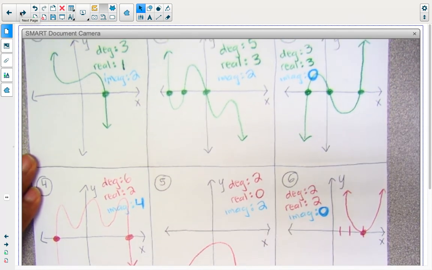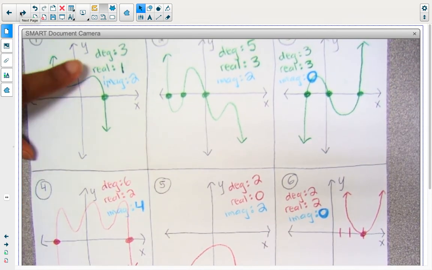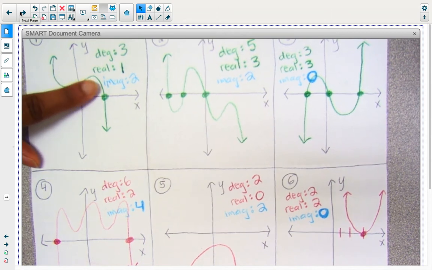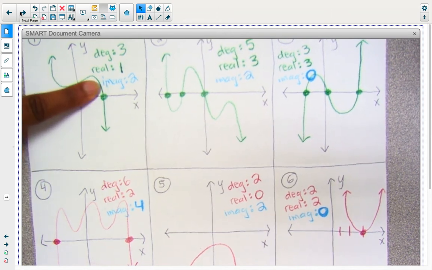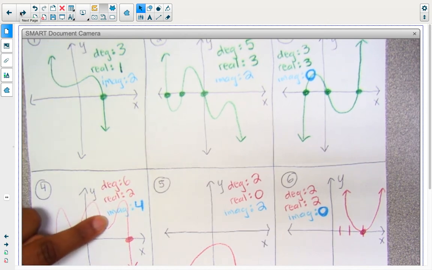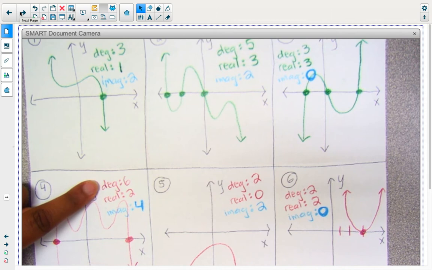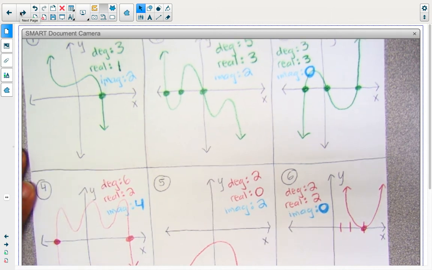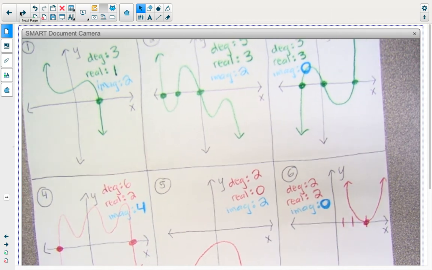So again, your take-home point here is that if you take your real solutions and add them to your imaginary solutions, it'll give you your degree. Take the real, add it to the imaginary, it'll give you the degree. So make sure you write that down, bold it, highlight it, something along those lines.